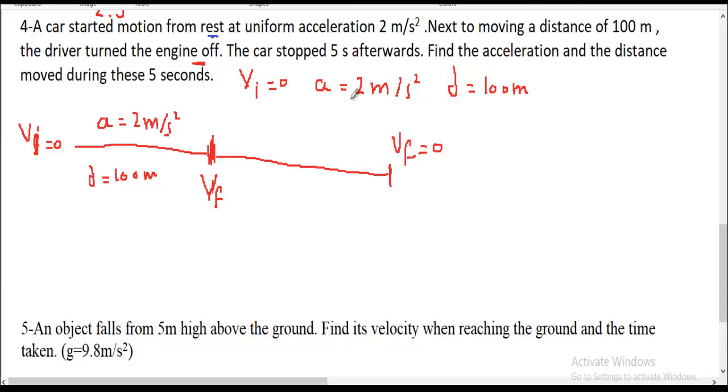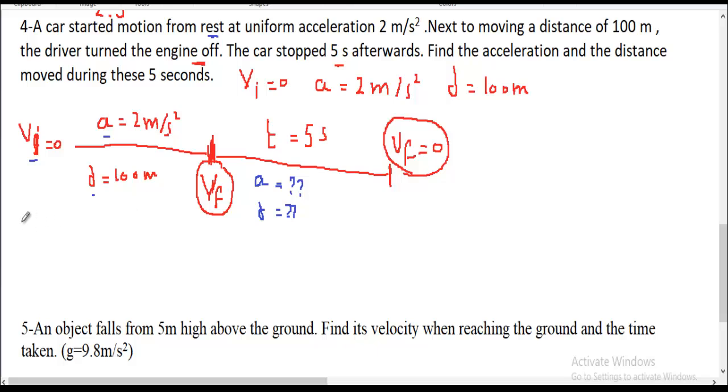Vf equals 0 after 5 seconds, so the time here is 5 seconds, counted from turning the engine off until the car stopped. Find the acceleration and the distance moved during these 5 seconds. So here we need to know the acceleration in this period and the distance. First of all, you have to calculate the final velocity in the first period. You have initial velocity, acceleration, and displacement.